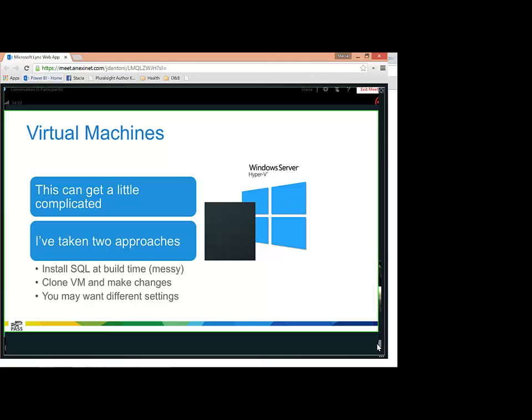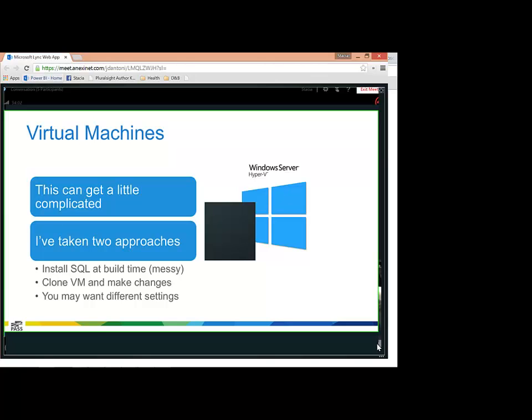We first built our private cloud. We installed SQL Server at runtime, which was a really messy process. It extended the build time of our VMs to around 45 minutes, and it broke about half the time. Breaking half the time is not a good thing. So what we ended up doing was going with a baseline install for SQL Server.